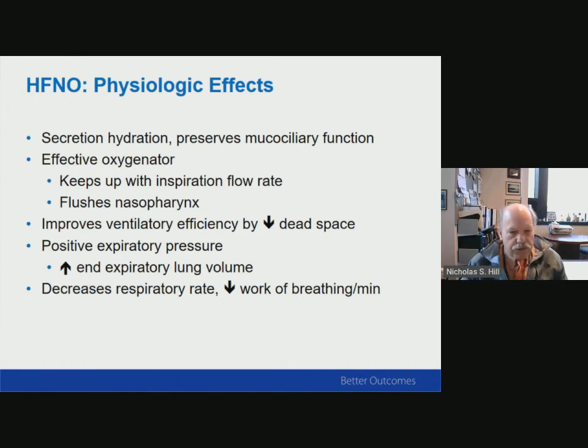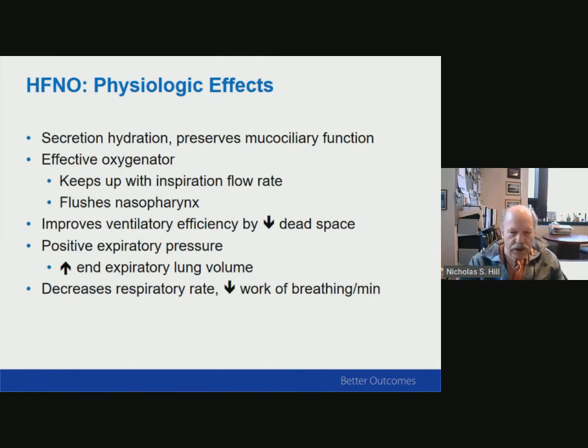Now, as far as the physiologic effects are concerned, as I mentioned with high flow, a lot of it has to do with the flow. But first, the heat and humidification helps to preserve mucociliary function of the upper airway and hydrate secretion. So there is a secretion removal enhancement effect.